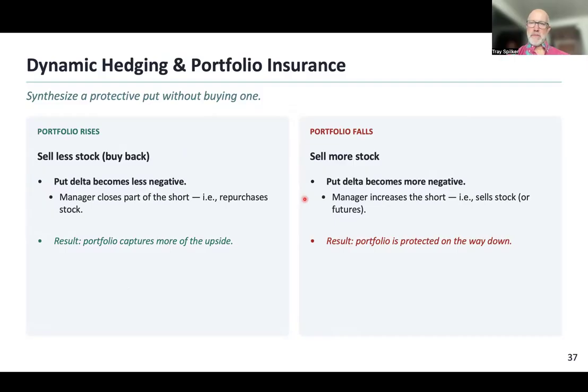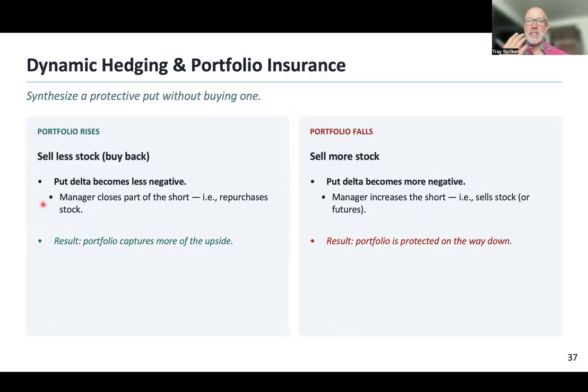Sorry, I think I said the first part wrong here. As the portfolio rises, the put delta becomes less negative. And so if we have this exposure, then we basically buy back the stock because that put delta becomes less negative.